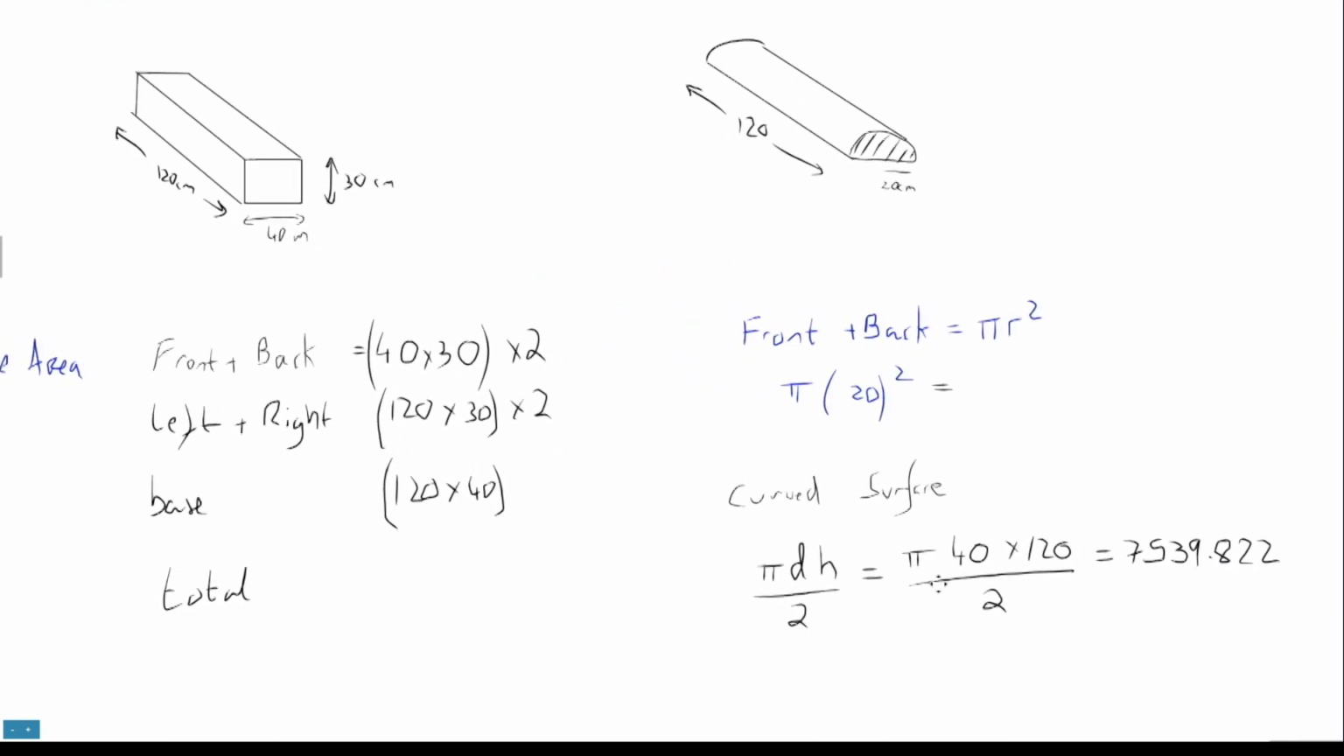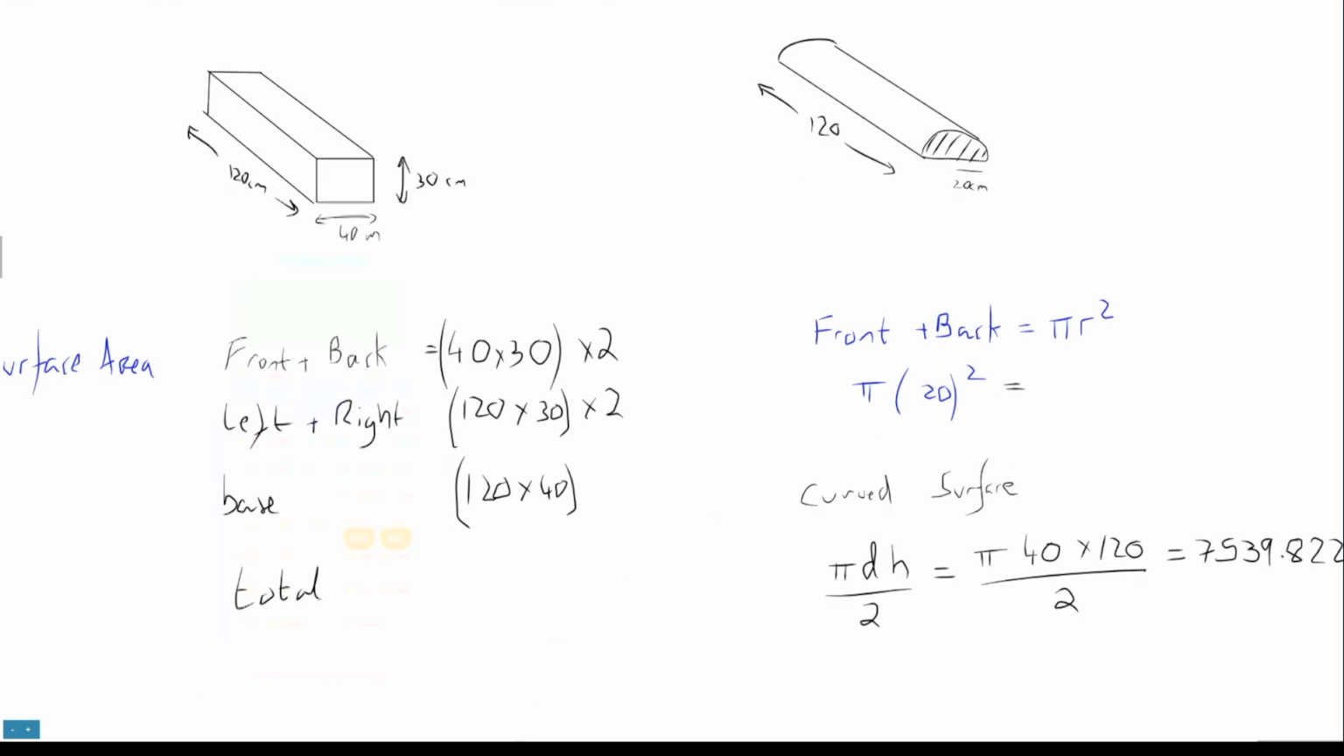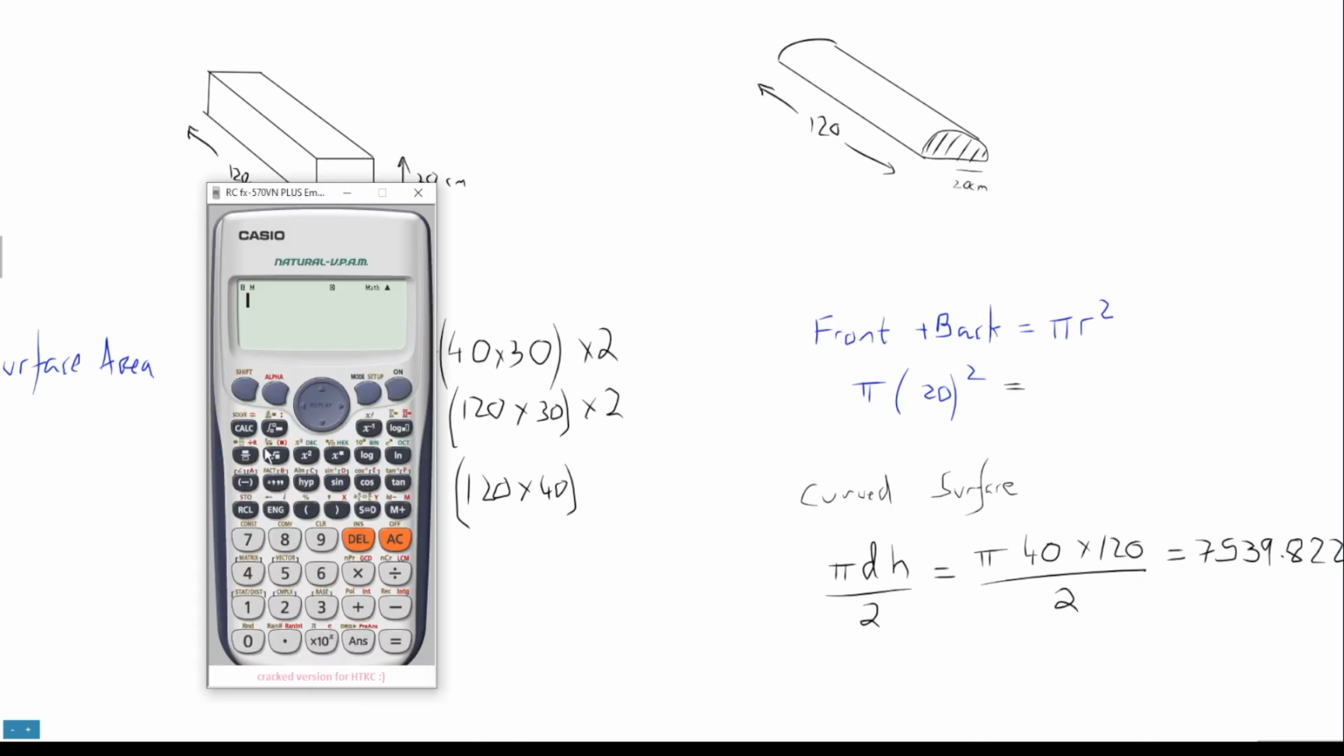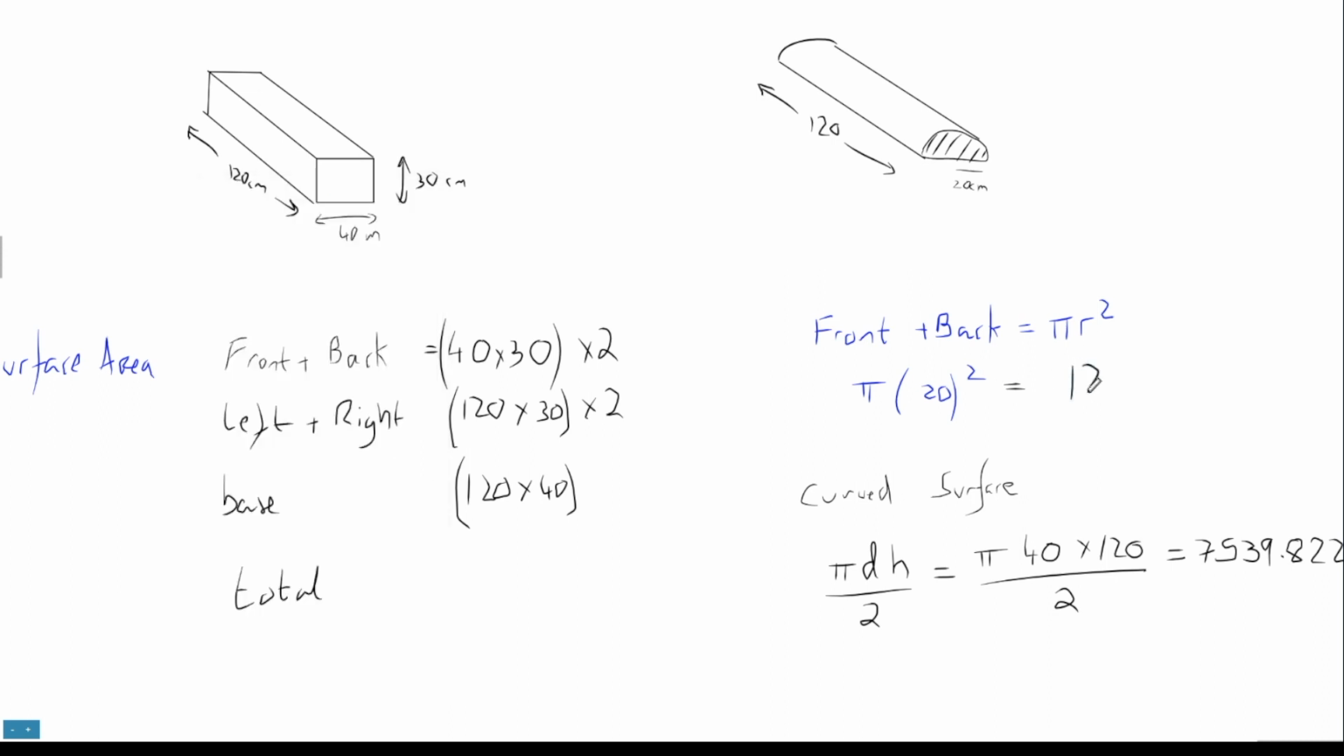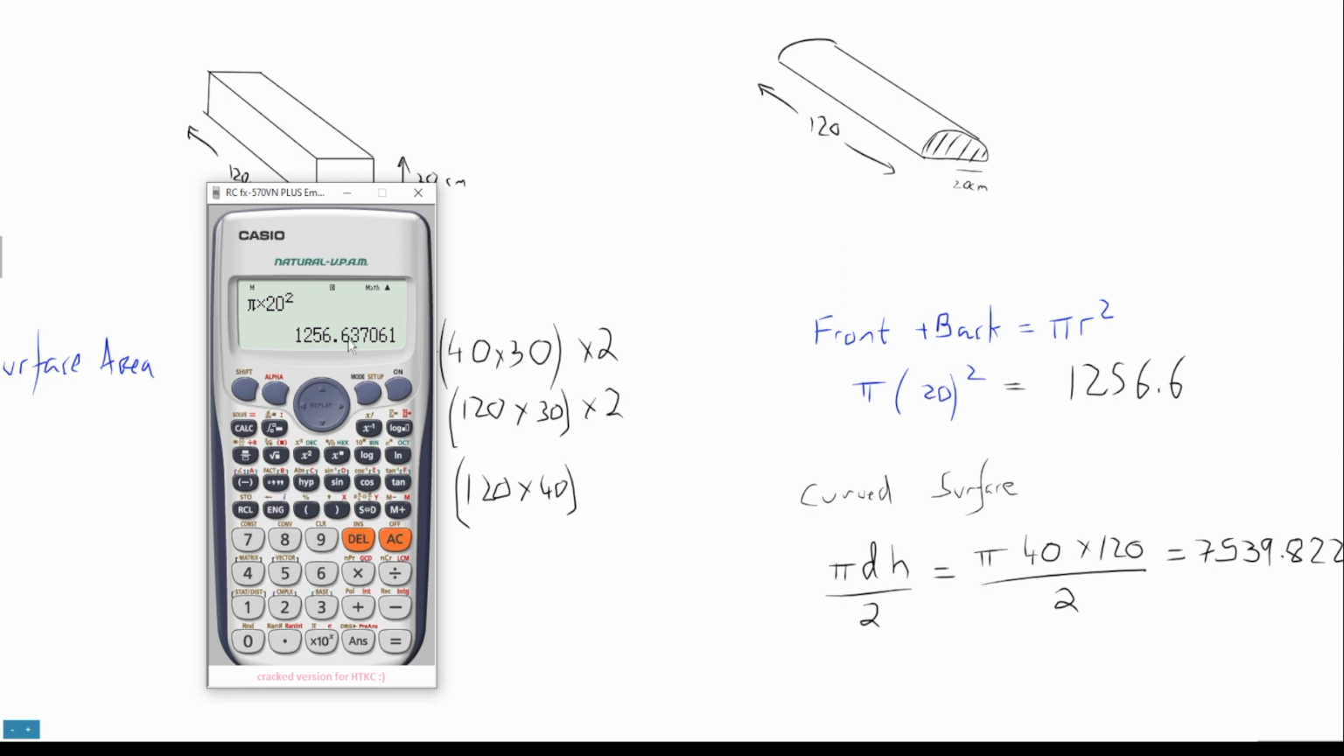Then we're going to do this one. Let's do the front and back area. It's going to be pi times by 20 squared. All right, that's 1256.6, and then a couple more, 37. That'd be grand.